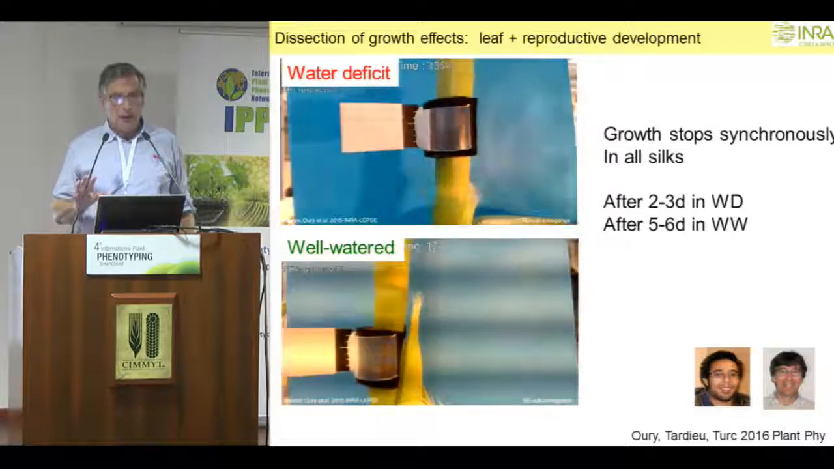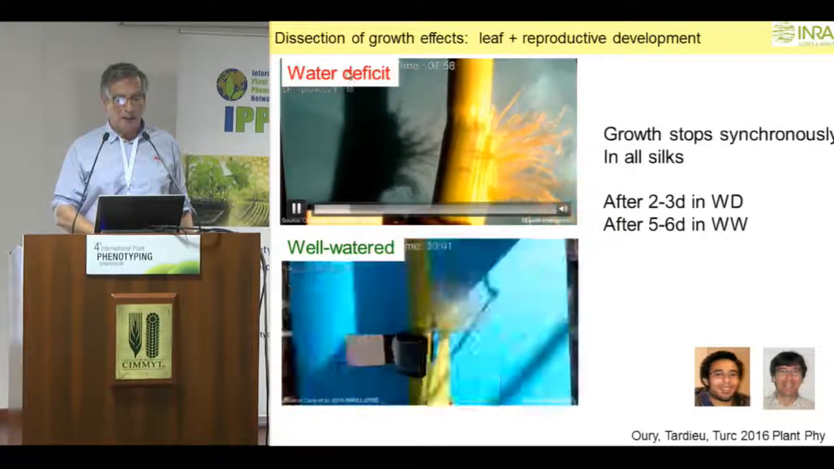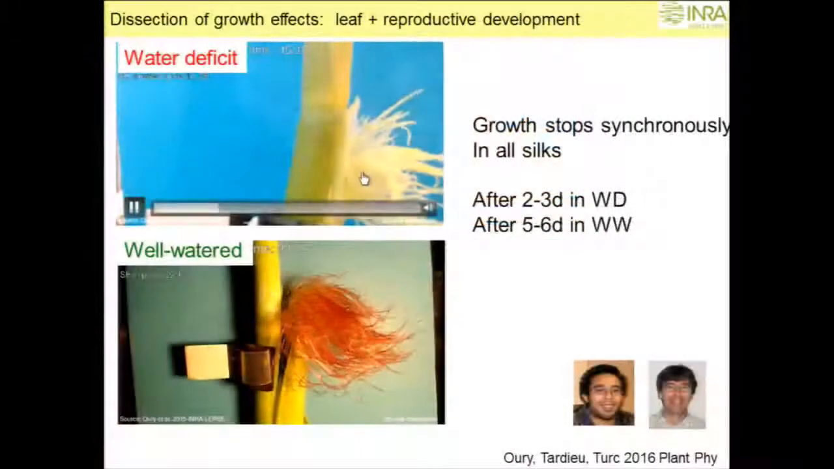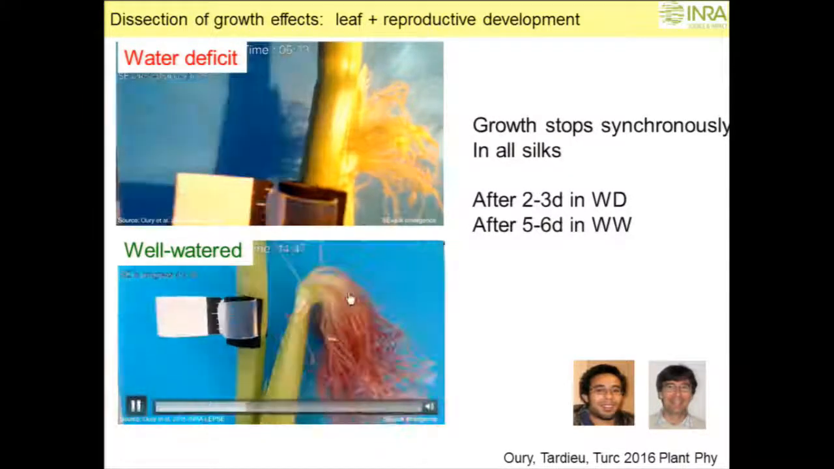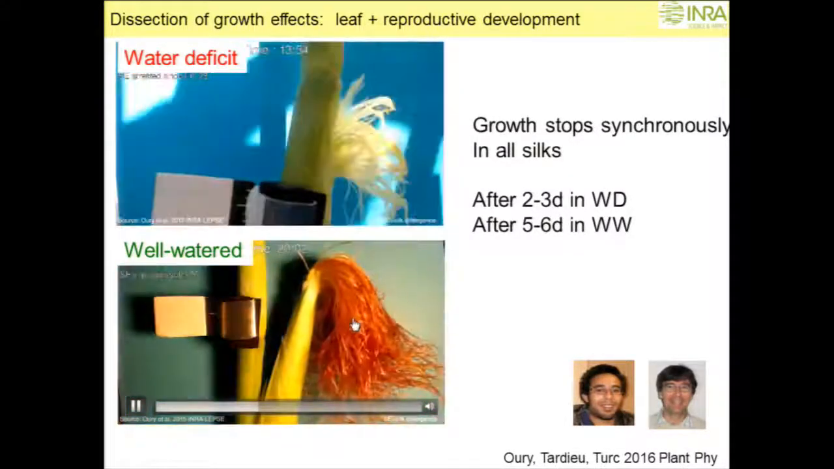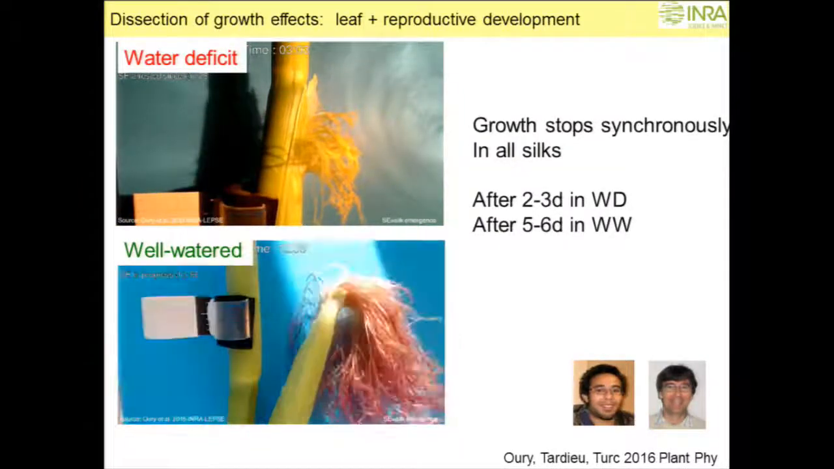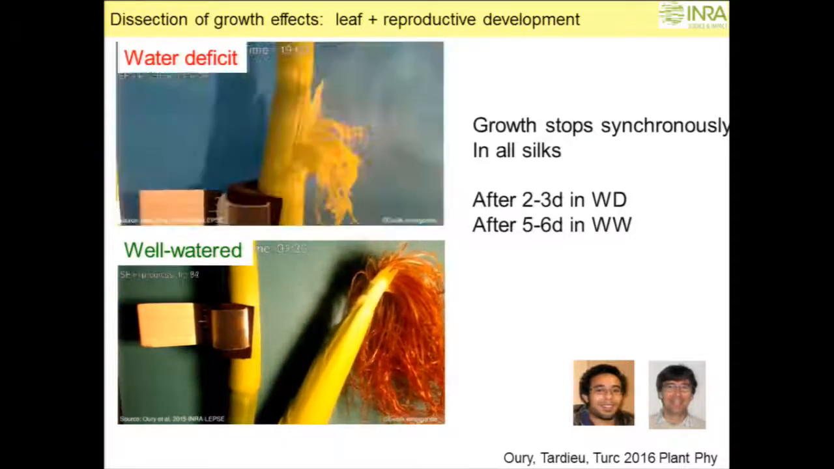I want you to see this. So we have here a plant in water deficit and a plant well watered. So you see after 3 days, you see the silks that stop growing while they continue growing in well watered. And this is probably linked to the cumulative growth they had before. And so we have something that is linked to growth.